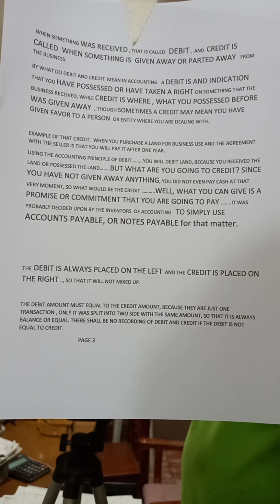It was probably decided upon by the inventors of accounting to simply use accounts payable or notes payable for that matter. The debit is always placed on the left and the credit is placed on the right so that it will not mix up. The debit amount must equal the credit amount because they are just one transaction, only split into two sides with the same amount so that it is always balanced or equal. There shall be no recording of debit and credit if the debit is not equal to the credit. This is the last part of the 8 pages that I have to continue later on.